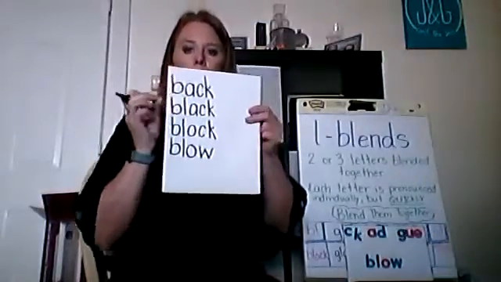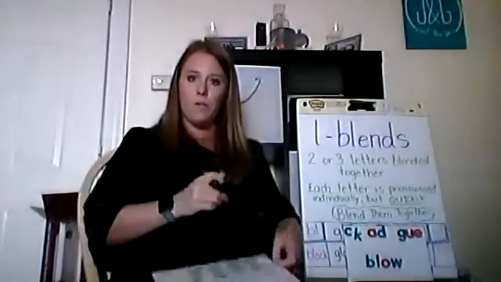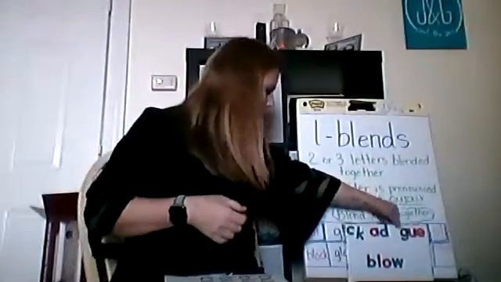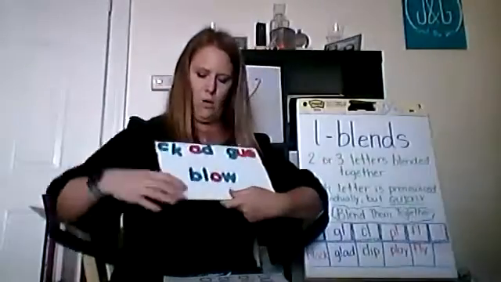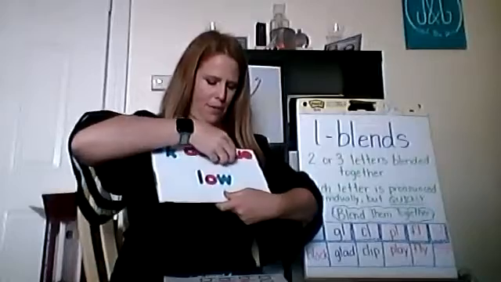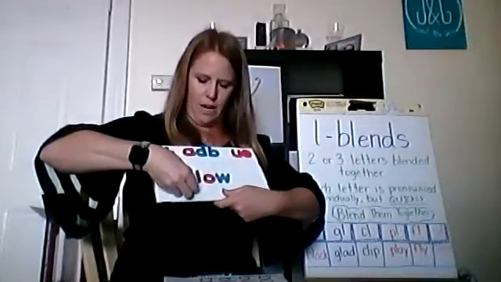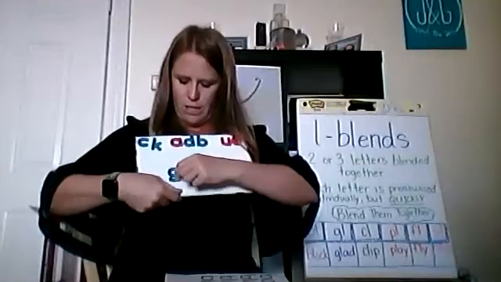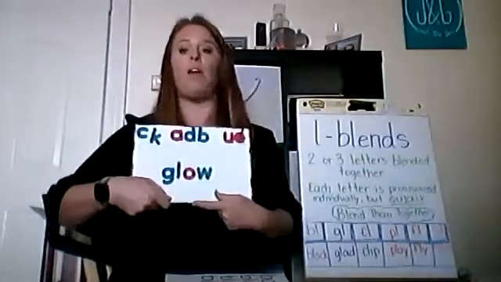Good. Blow. Yeah, let's go on to our next word. And we're going to try the next blend here. I'm going to take my B away, and I'm going to bring down the letter G and see how that changes things. Look how G hangs out a little bit lower too. G is one of those letters that gets to hang out below the line.